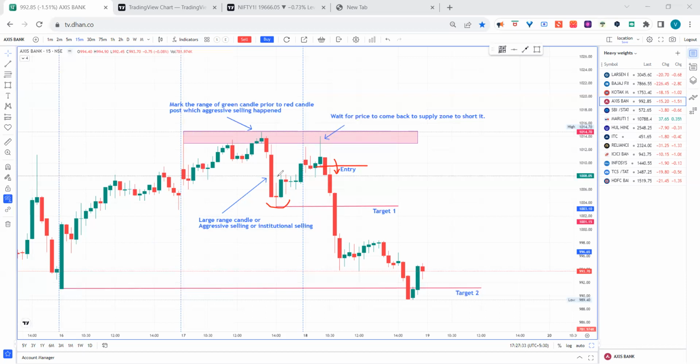Whenever there is a context of demand trading, I'll explain the concept of demand trading, but that is simply the opposite of whatever I'm trying to explain on the other side.